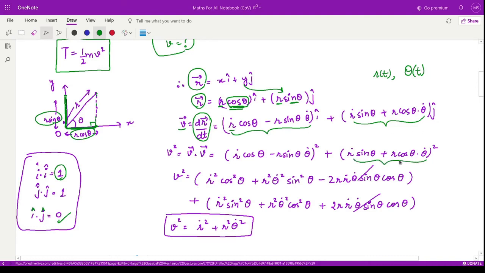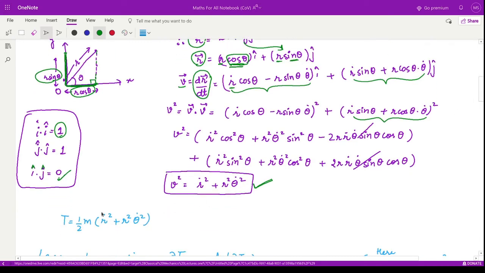When you evaluate and solve this out, you will only be left with v square as r dot square plus r square theta dot square. So this is the expression for v square. Now as we have v square, we can evaluate T. Our T was half m v square, therefore substituting the value of v over here, we have T as this. The next step would be to calculate the potential energy.